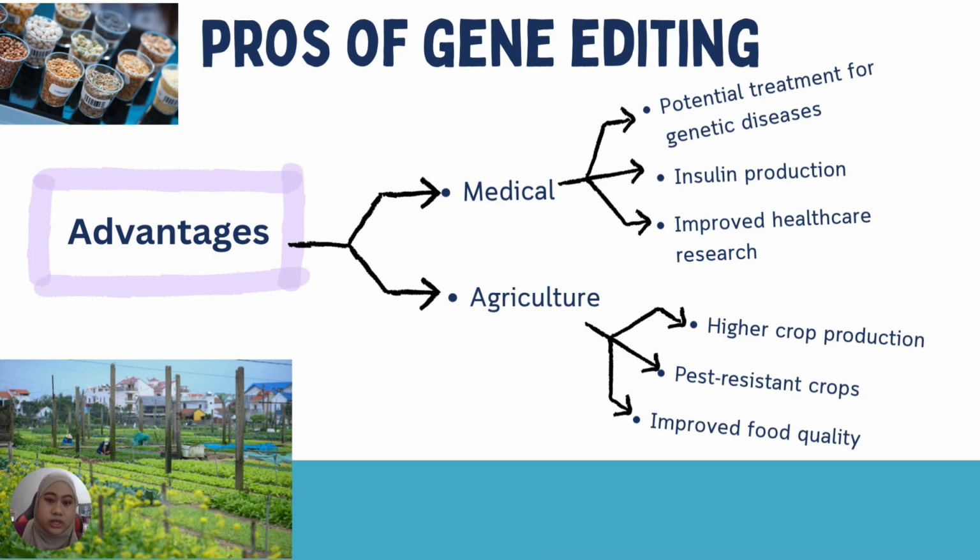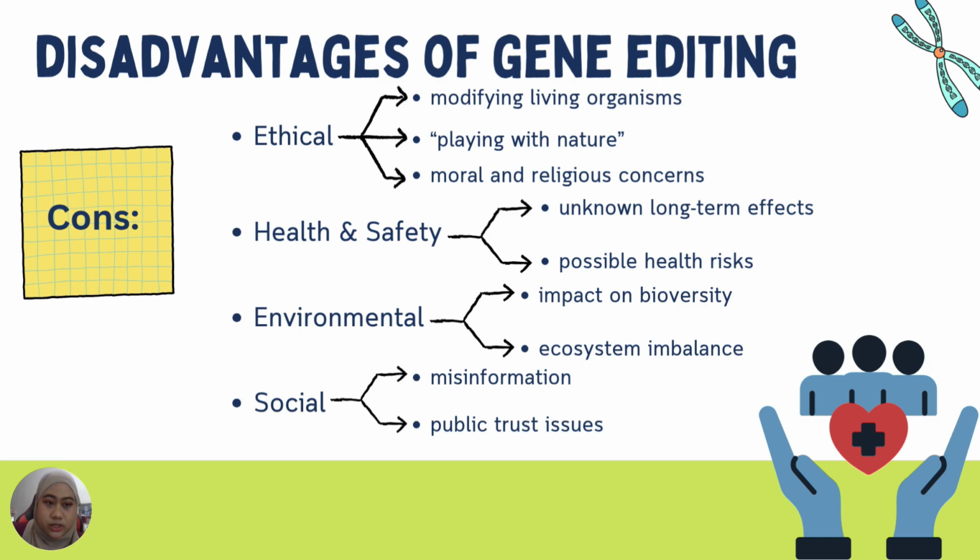We use gene editing because if you look back, the issue is that the crops got diseases from the past and did not grow very well. That is why we use gene editing to have pest resistance and high crop production. But the advantages of gene editing also raise lots of ethical questions, and we don't know about the health and safety, environment, and social ethics. We have questions like modifying living organisms, playing around with nature, and moral and religious concerns. So this is also a big concern; these are the disadvantages of it.